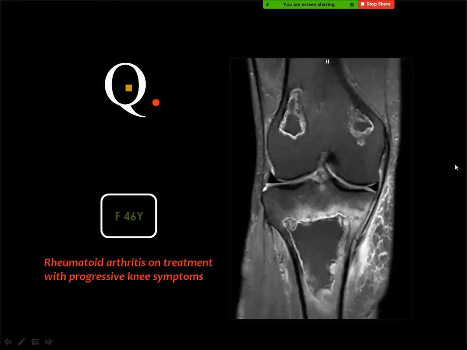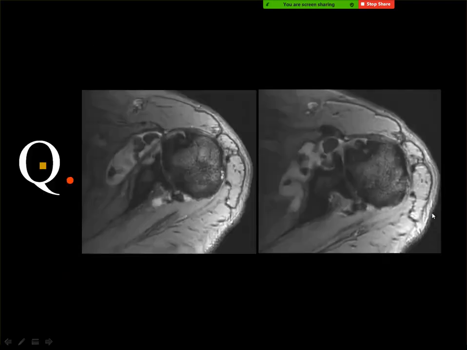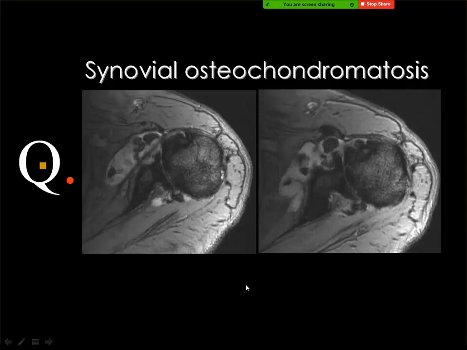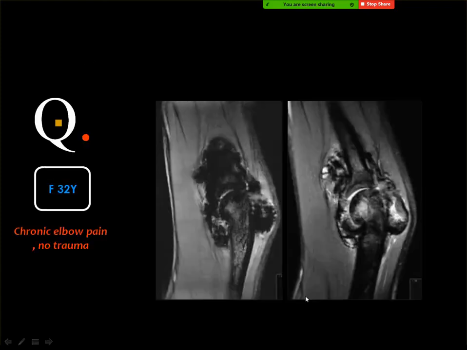Multiple bone infarctions. Yes, we've got diagnosis of multiple bone infarctions. Yes, and next is synovial osteochondromatosis. Yes, synovial osteochondromatosis by MRI, and you got too many loose bodies within the shoulder joint representing synovial osteochondromatosis.